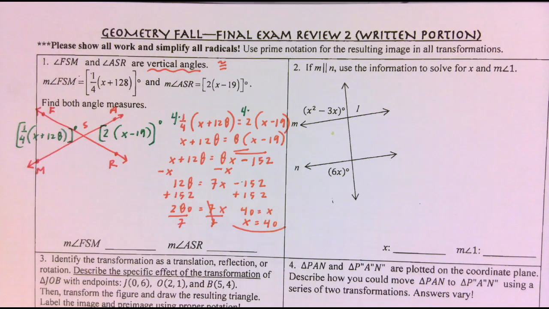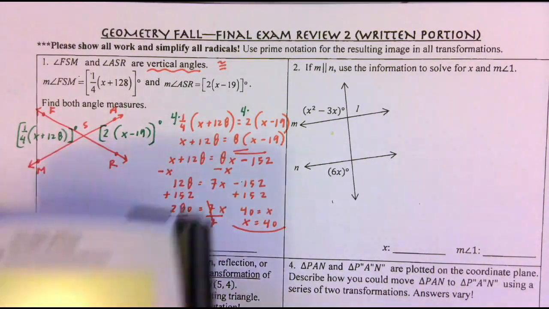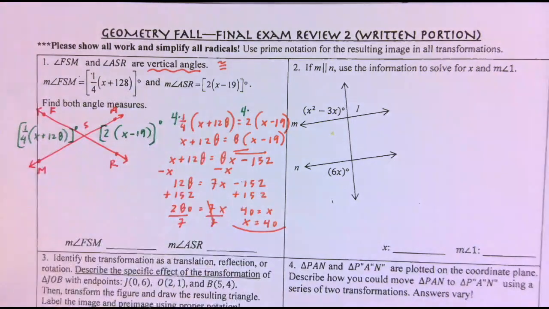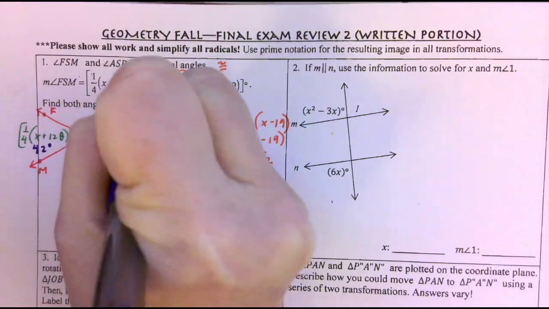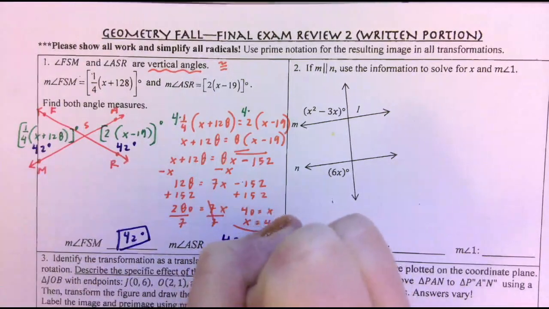So then I just need to take that 40 and plug it back in. And I need to verify that both of these angle measures are the same. So when I plug back into that first one, I'm saying, well, 1/4 times, in parentheses, 40 plus 128, closing my parentheses, gets me a measure of 42. And then 2 times, parentheses, 40 minus 19, right, I should match, and I do match. So both of these measures here and here both end up being 42 degrees. So 42 here and 42 here.